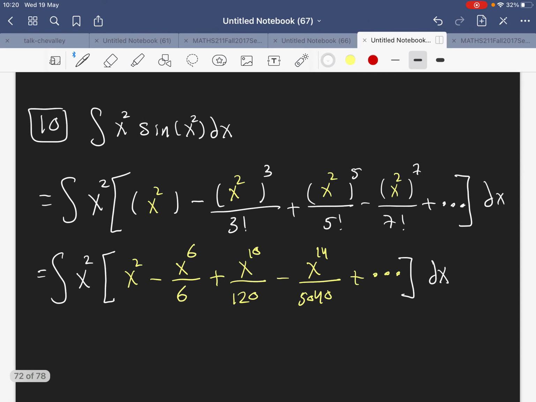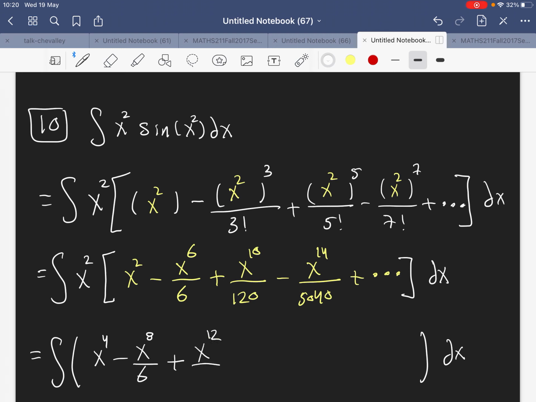dx. Now the next step, take the x squared inside. So I think everything will be the same. We just have to multiply everything by x squared. So we get x^4, x^8 over 6, x^12 over 120, x^16 over 5040 and so on.